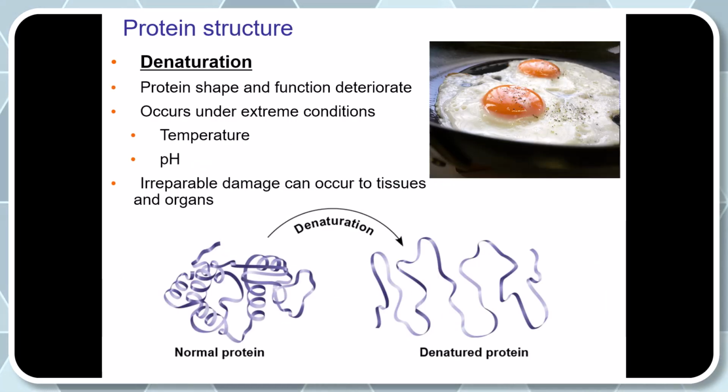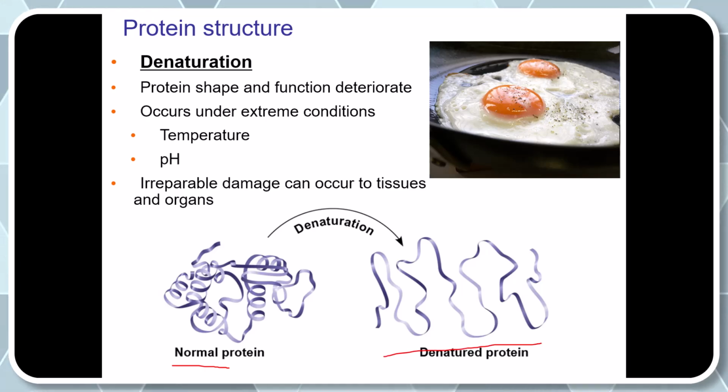So proteins can also be denatured. When a protein's denatured, that means some of the hydrogen bonds are broken apart, so the protein's shape and function deteriorate. Down here at the bottom, there's a normal twisted up protein, and then it's exposed to some sort of extreme condition, like extreme temperature or extreme pH, and that's a denatured protein.